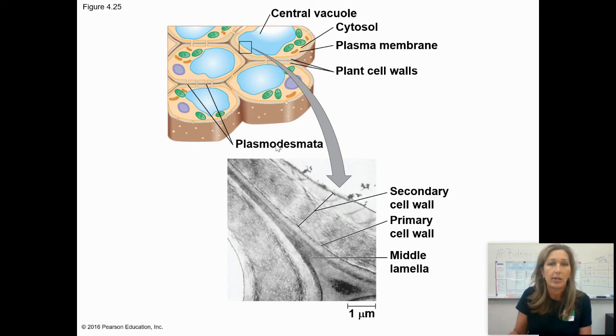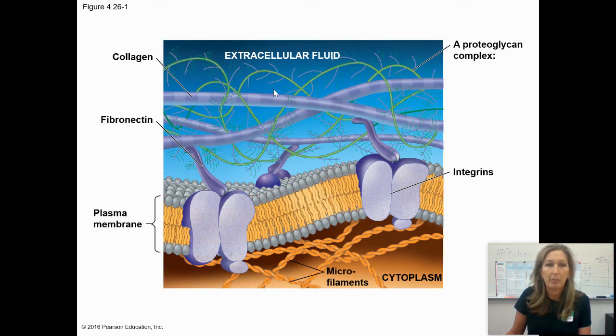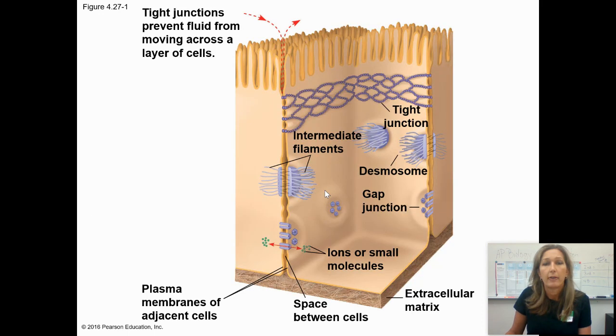This is plant cells only, but in plant cells, there are these little tunnels that go through cell walls, so this cell can share fluids and nutrients with this cell, etc. So here's my picture of my extracellular matrix. Here's my lipid bilayer.